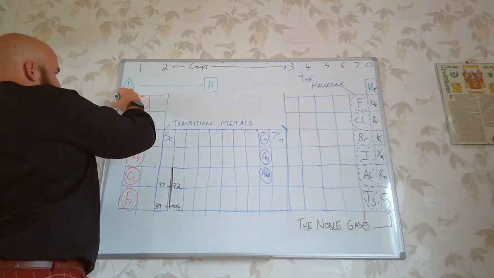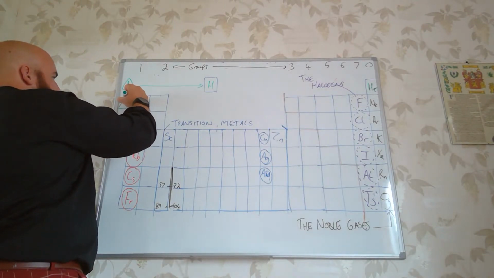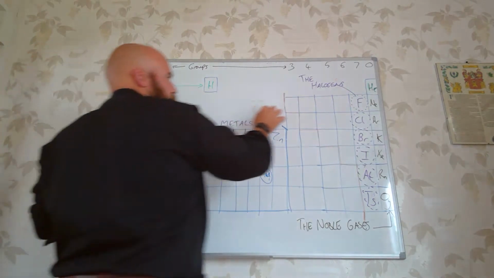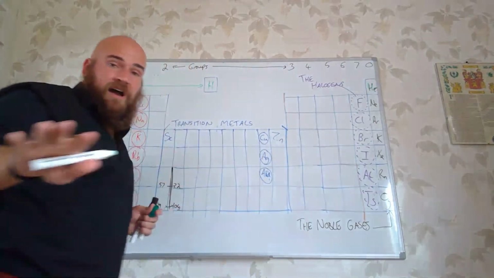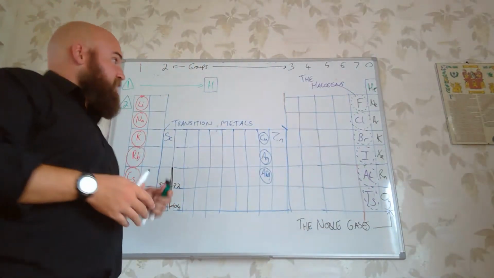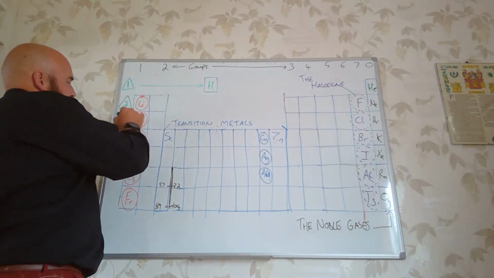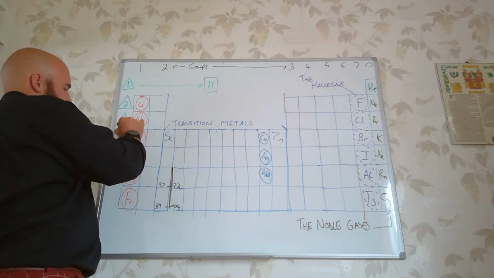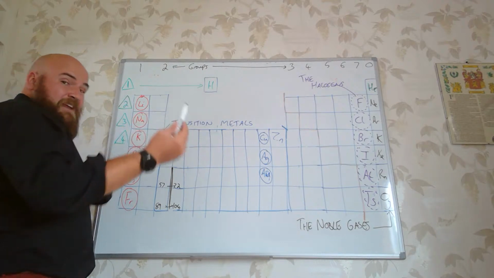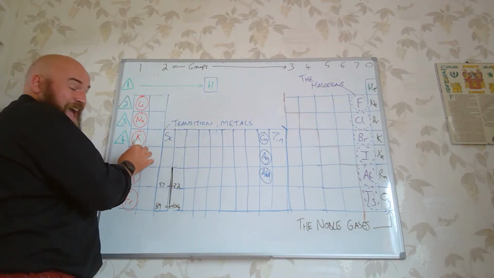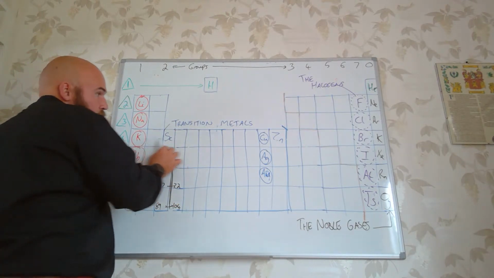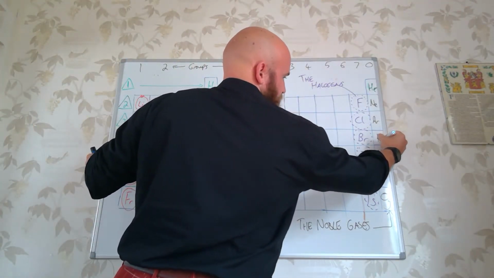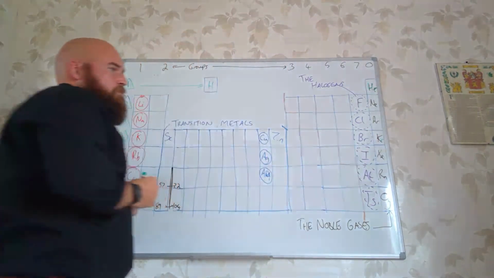Period 2, so I'll do all these in triangles, is underneath, and that goes from lithium all the way across to neon. Don't highlight these, don't colour them in. I'm just going to put the key numbers here. The next one is period 3, then period 4, and period 4 is from K, which is potassium, all the way to Kr, which is krypton.